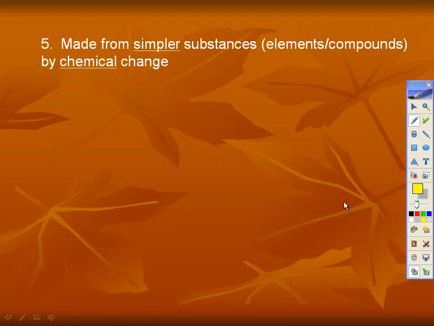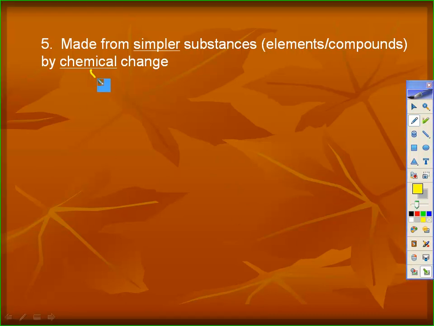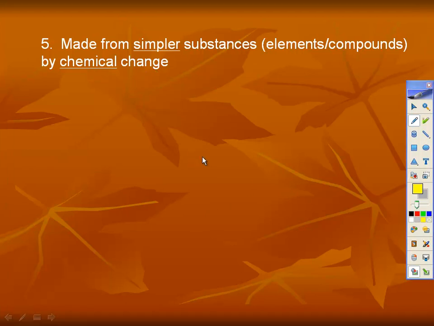And compounds are made from simpler substances by a chemical change. Again, they cannot be made by a physical change. I can't mix two things together, stir them up, and get a compound. They actually have to undergo a chemical change. Some examples of ways you can get a compound to be formed with a chemical change is by heating them, exposing them to light, or zapping them with electricity, or reacting them with something else.